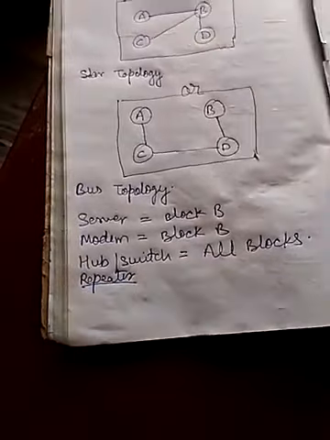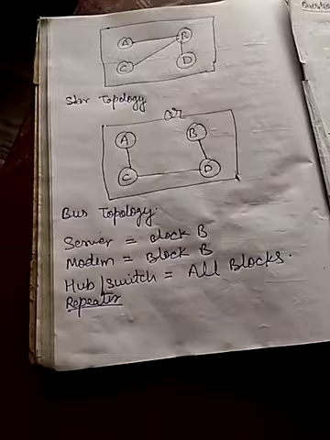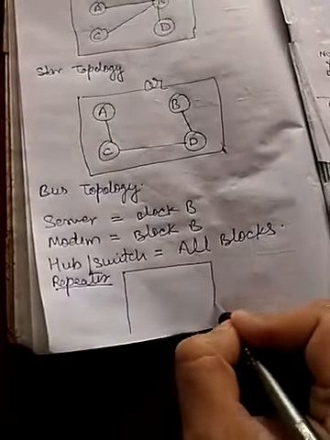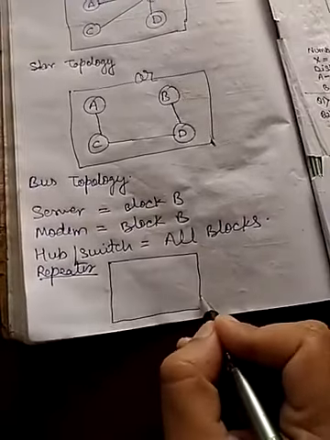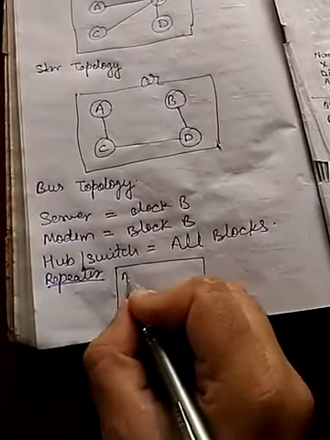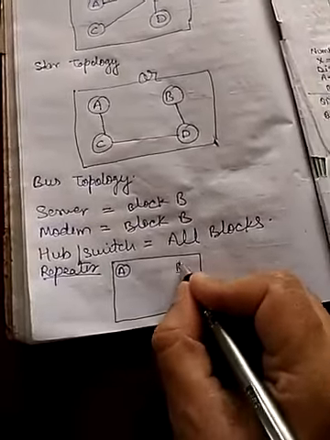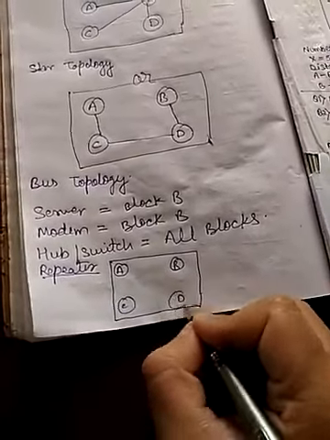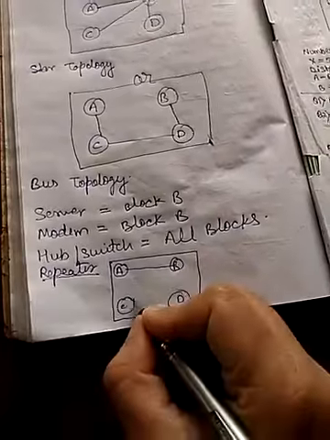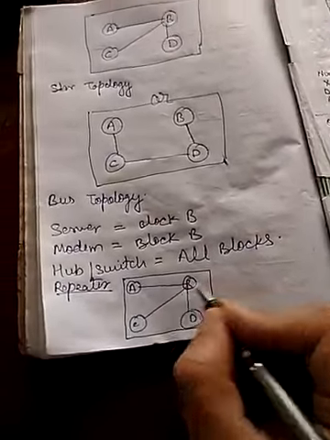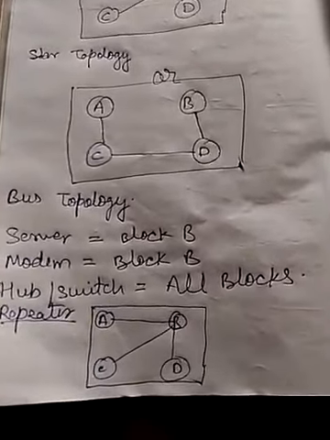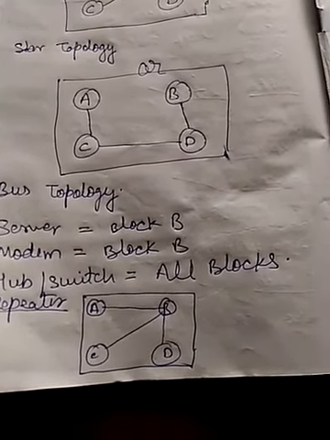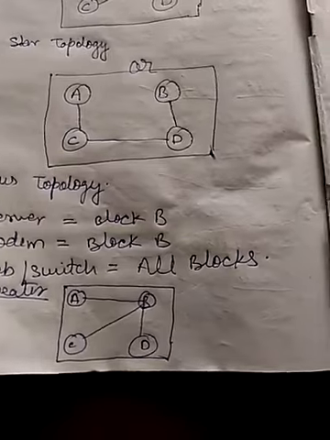Now the placement of repeater is dependent on the topology. If we are using the star topology, in which we have connected the computer directly with the server, and we want to install the repeater, then the repeater should be installed where the distance is more than 100 meter.